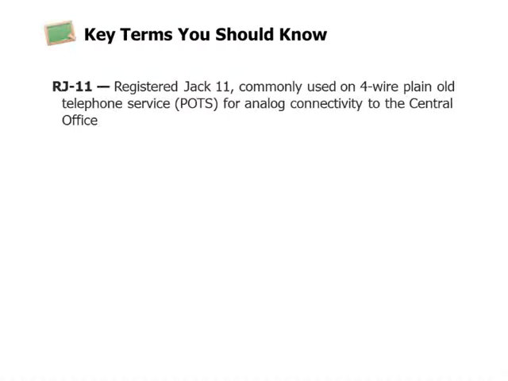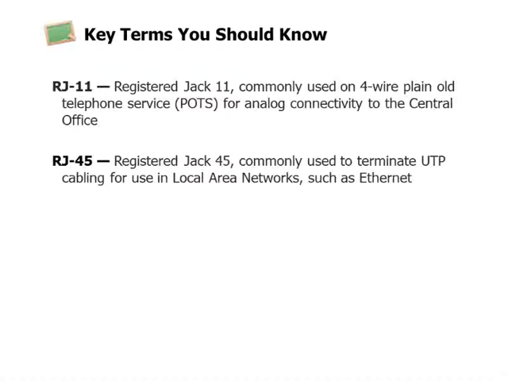Next, you have RJ11, registered jack 11, commonly used on 4-wire plain old telephone service, POTS, analog connectivity, to the central office of the telephone company. Then you have RJ45, registered jack 45, very commonly used to terminate unshielded twisted pair cabling for local area networks such as Ethernet.